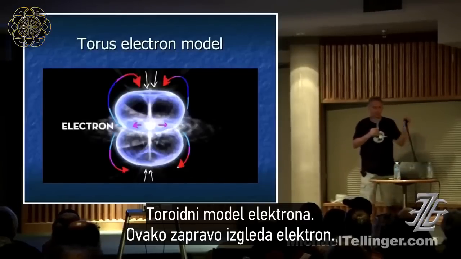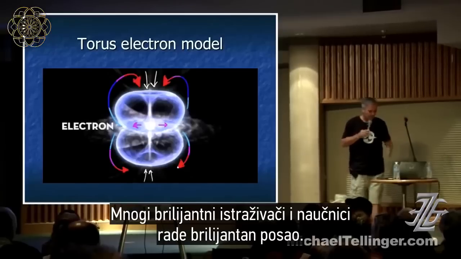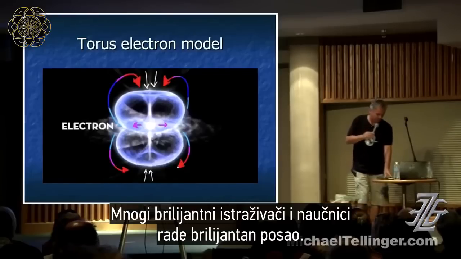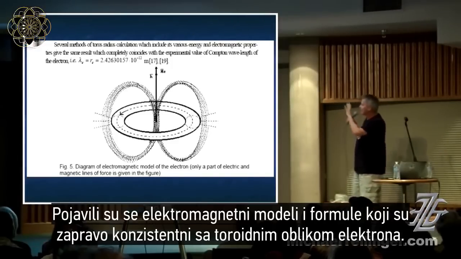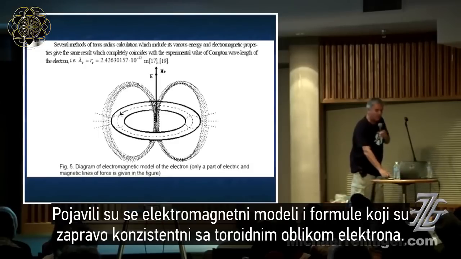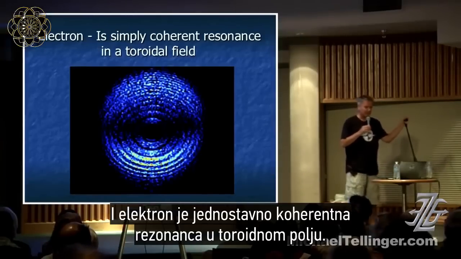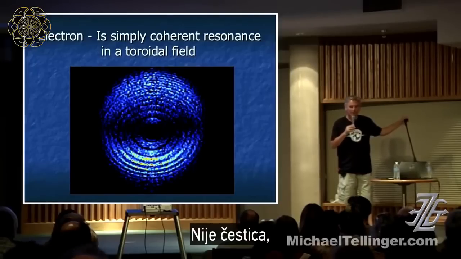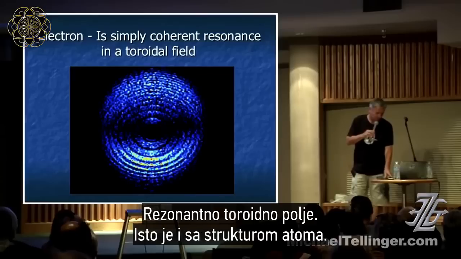The torus electron model. This is what an electron actually looks like. It's just a resonance field. Much brilliant work has been done by many brilliant researchers and scientists. Electromagnetic models and formulas have been thrown together that are consistent with the toroidal shape of an electron. An electron is simply a coherent resonance in a toroidal field. That's all it is. It's not a particle. It is a resonating toroidal field.